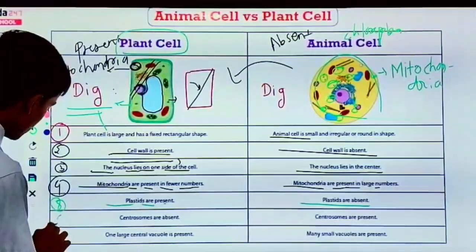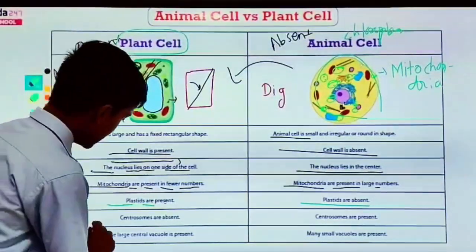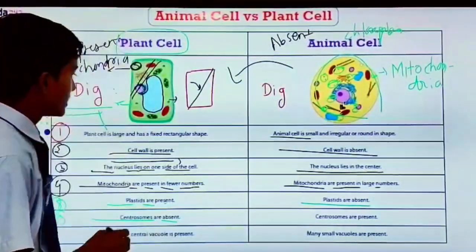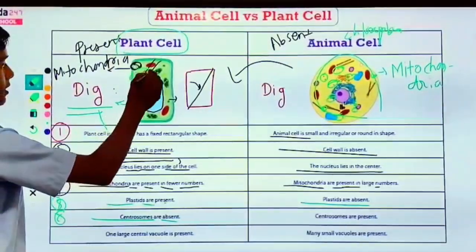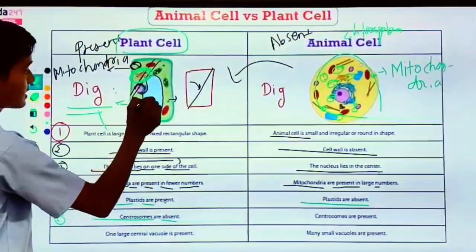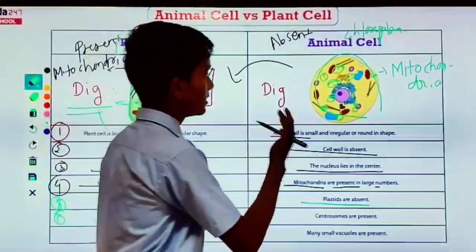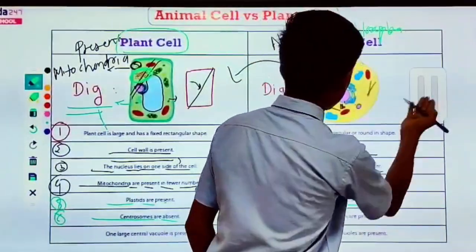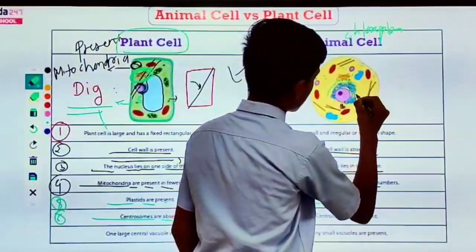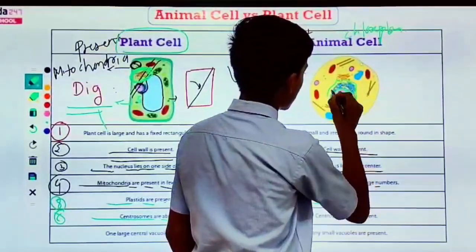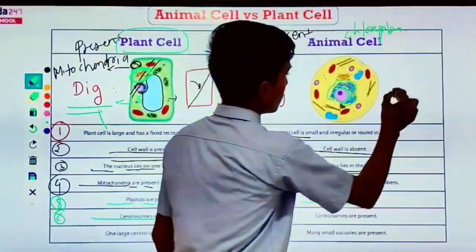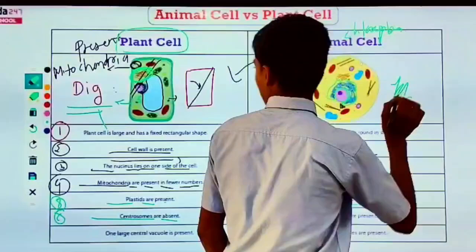Now the sixth one, centrosomes are absent in the plant cell. It means in the plant cell the centrosomes are absent, and they are present in the animal cell. These are the centrosomes around the nucleus. Around the nucleus a fungi-like structure is there, which is called the centrosomes.